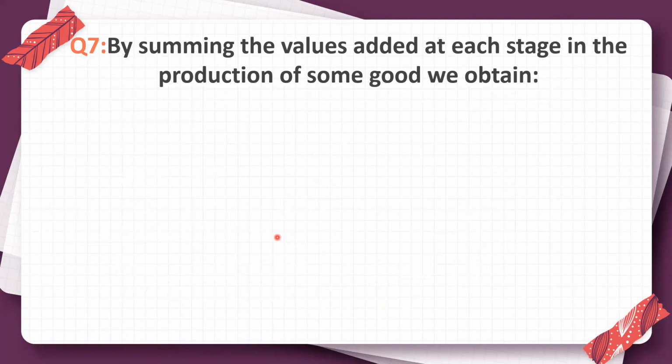Question 7. By summing the values added at each stage in the production of some good, we obtain, and we have three approaches in calculating gross domestic product. The first approach is to calculate GDP by the expenditure approach. The second approach was by income. The third approach was by value added or the production approach.